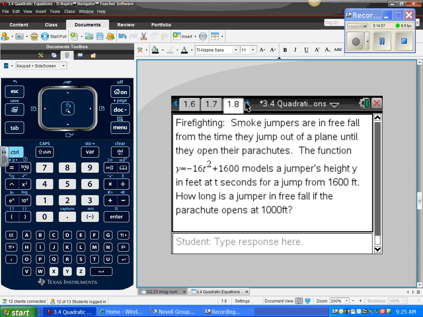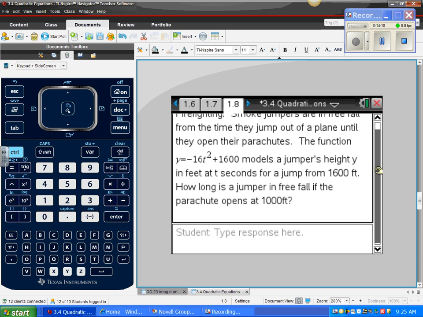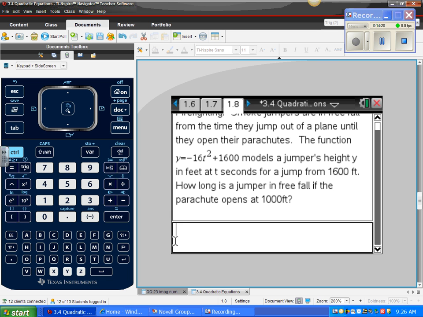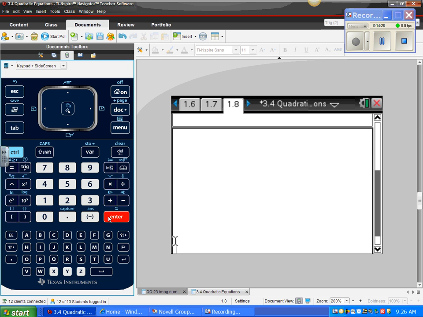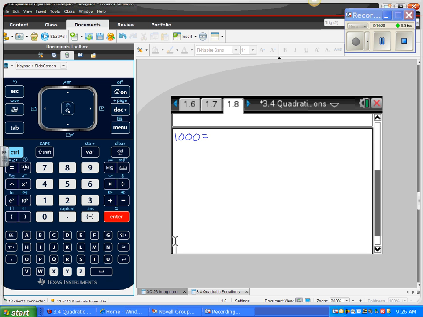Okay, so what are they giving us? Are they giving us time or height? They're giving us height. What do we want to look for? Time. So where are we going to put the 1,000? We're going to put it in for y. So negative 16t squared plus 1,600. So I get 1,000 equals negative 16t squared plus 1,600.